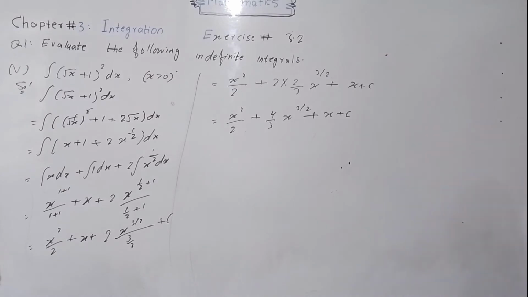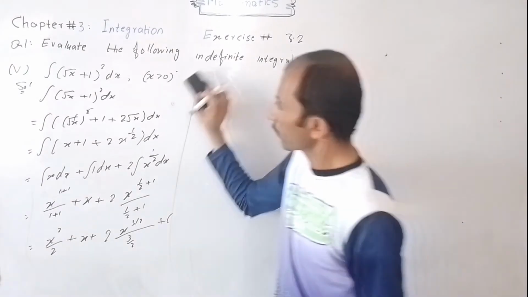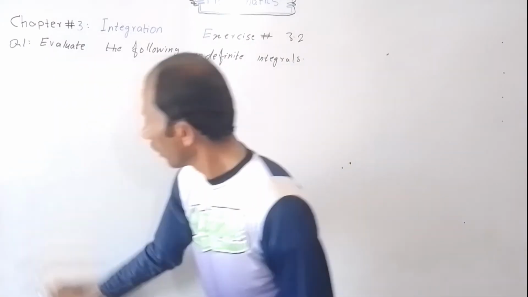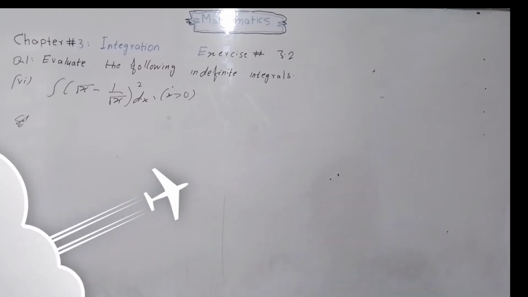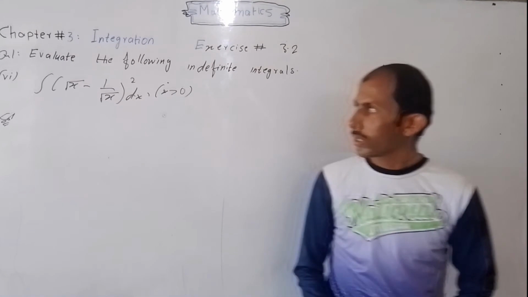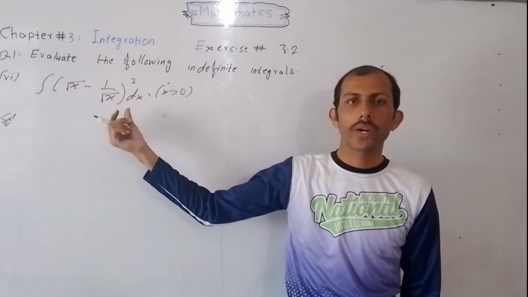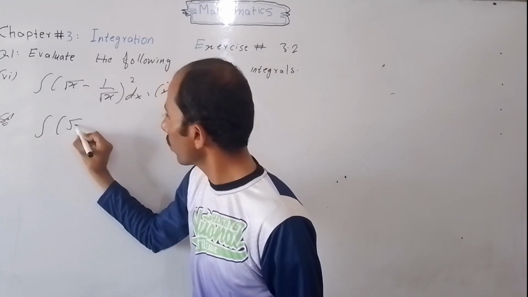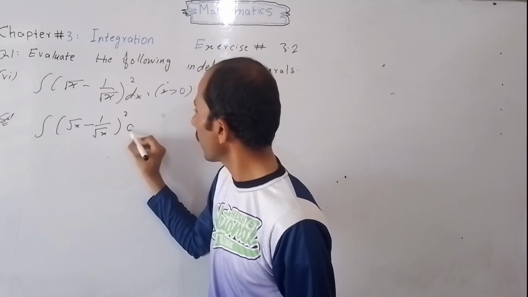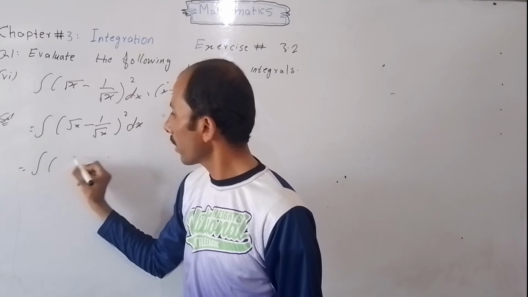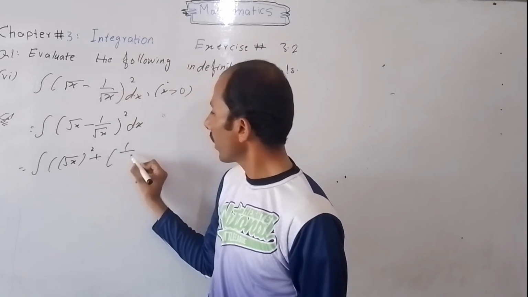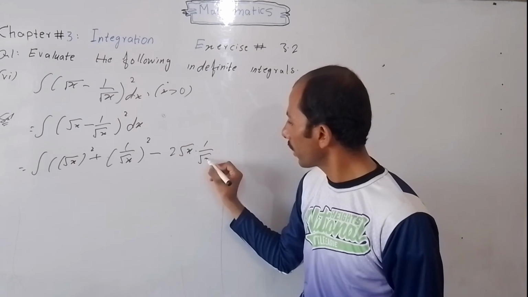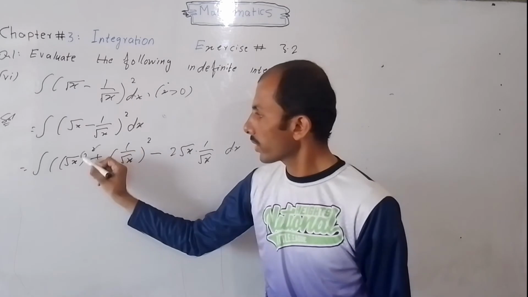Next, dear students, question number 1, part number 6. Integrate (square root of x minus 1 divided by square root of x) whole squared dx, where x is greater than 0. First, as it is, the integral of (square root of x minus 1 divided by square root of x) whole squared dx. First open the square: the integral of (square root of x) whole squared plus (1 divided by square root of x) whole squared minus 2 square root of x times 1 divided by square root of x dx, square roots cancel.